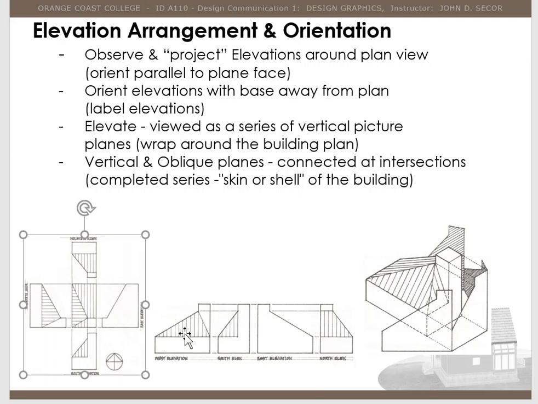But the truth is, when we see one side, we really can't tell the depth of it. We can't tell these little idiosyncrasies, these little things. So we need all the different sides to create that look. So vertical and oblique planes connect like right here, and they create a series of, let's say, a skin or a shell around the building. So this is a fascinating process, and we'll do this. We start off this way. We take these elevations and we put them in a linear form, and then we will end up connecting each one of these to create a three-dimensional object.